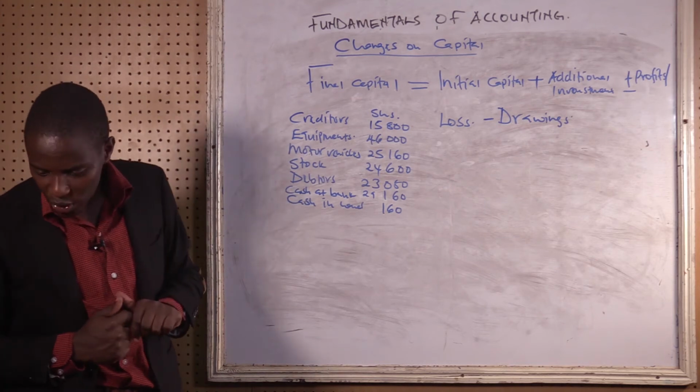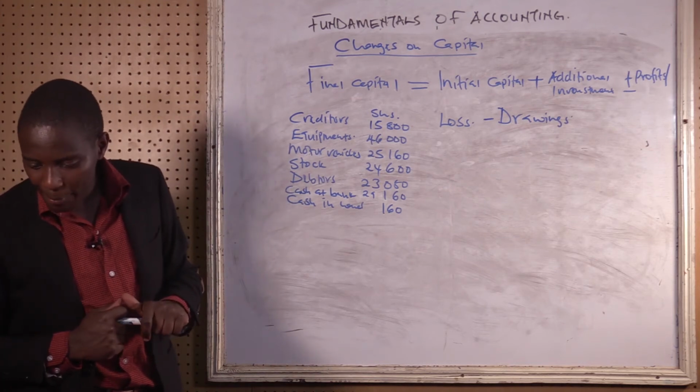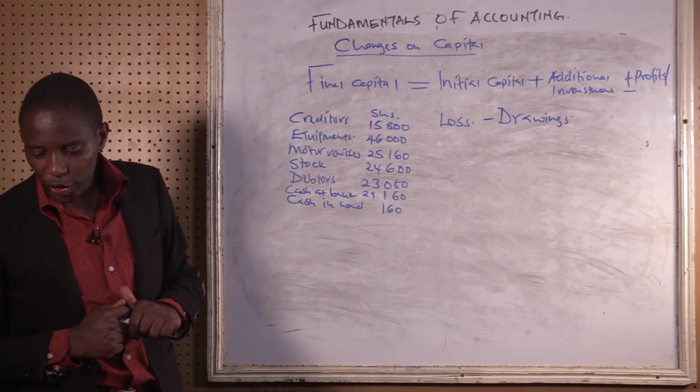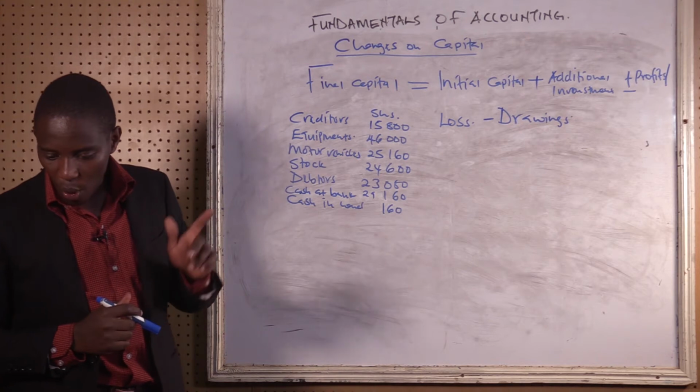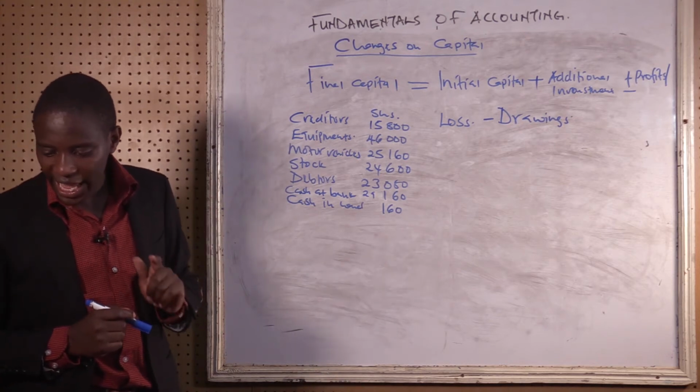Then we've been given additional information so that we can now incorporate what we've looked at, changes on capital. During the first week of May 2002, Moodle had the following transactions. 1. Bought an extra equipment.